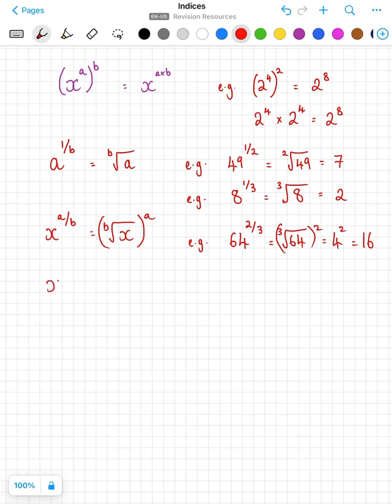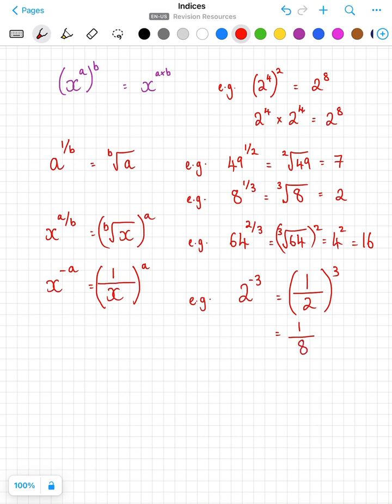Negative indices. x to the power of minus a. A negative indice is the reciprocal. Reciprocal means the inverse or flipped, or 1 over. So that's 1 over x to the power of a. An example might be 2 to the power of minus 3. This is 1 over 2 cubed. 1 cubed is 1, 2 cubed is 8. Our answer is 1 over 8.